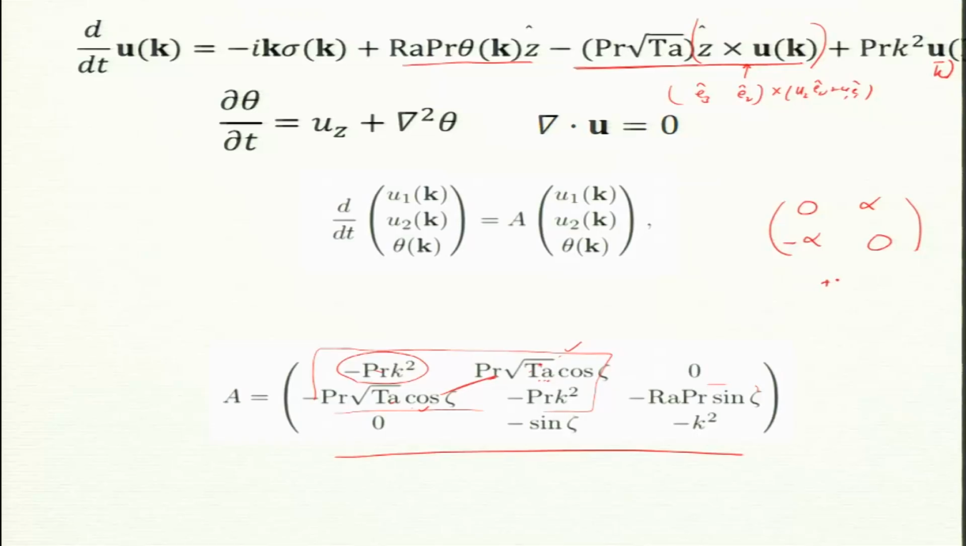So, trace 0 means they must be complex conjugates of each other, and your determinant is positive, right, alpha squared. So, it is plus i omega and minus i omega. So, these are oscillations, right. I mean, you can easily see this from the structure of the matrix. So, these are called waves.